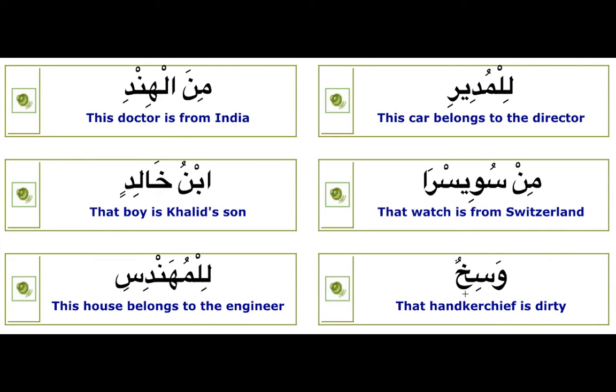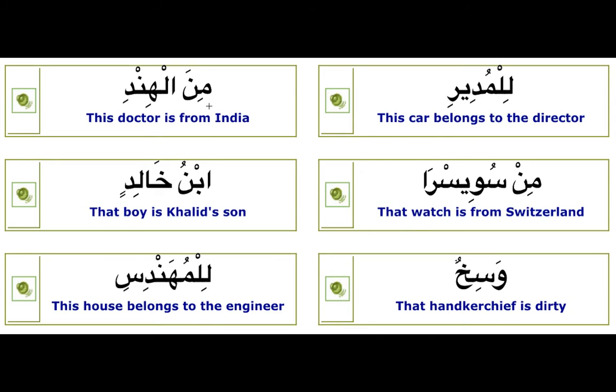So wasikhun, we want to say that handkerchief is dirty. Handkerchief is a masculine object. So we say dhalikal mindilu, dhalika plus al mindilu. What about this, that handkerchief? Let's say is dirty, wasikhun. So khabar is one word and it is indefinite.